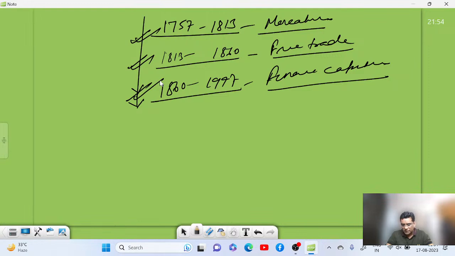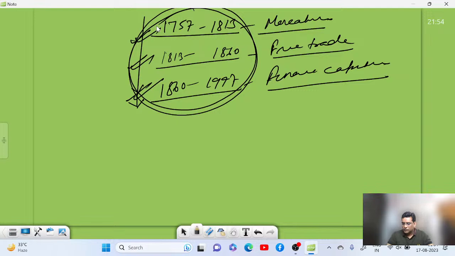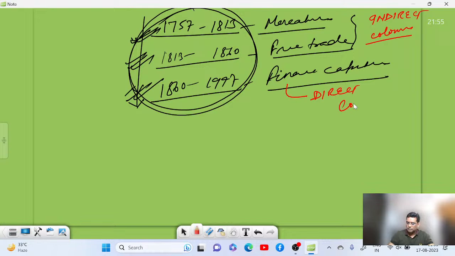So this is called finance capitalism. Here the intensity of colonialism kept on changing. This is called indirect colonialism, and this is called direct. 1757 to 1813, 1813 to 1860: indirect and direct colonialism.